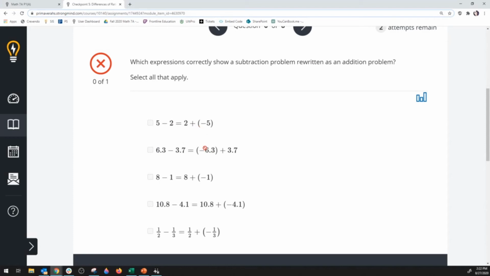We can't pick those. If I look at the third one here, I have 8 minus 1, and then I have an 8. That's good. I have my plus sign right after my first number, and then that minus sign that was in front of my 1 is now attached to it. So this one looks good. What do you guys think about this fourth one down here, the 10.81? Do you think this one is correct or do you think it is incorrect?